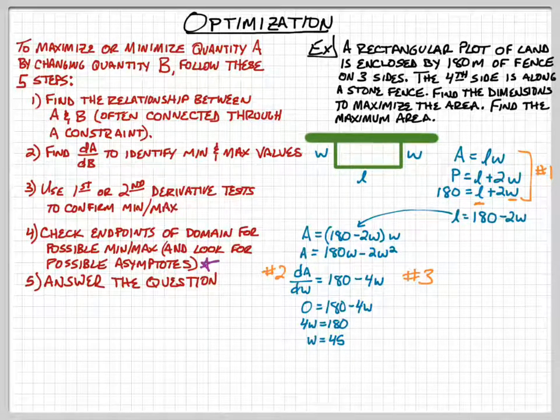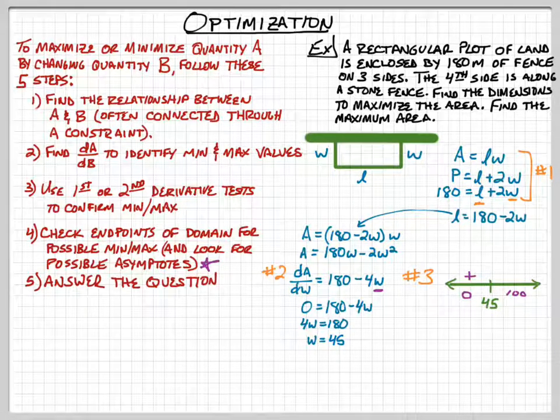Okay, so number 3, use the first or second derivative test to confirm the minimum and maximum. Now, my first derivative is a linear equation, so I can just stick with that. So I'm going to make a number line. I've got my 45 here, and I'm going to take a value smaller than 45. I'm going to substitute it into w, and when I do that, let's say I put in 0, I'm going to be left with a positive value. 180 is a positive value, obviously. Take something bigger than 45, so I'll take a nice big number, let's say 100. And we put that into our derivative function, and we get negative 400 plus 180. So we're going to obviously be left with more negatives than positives.